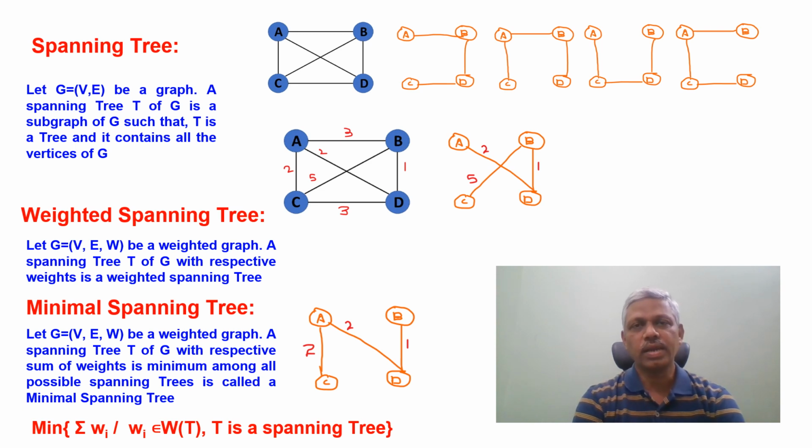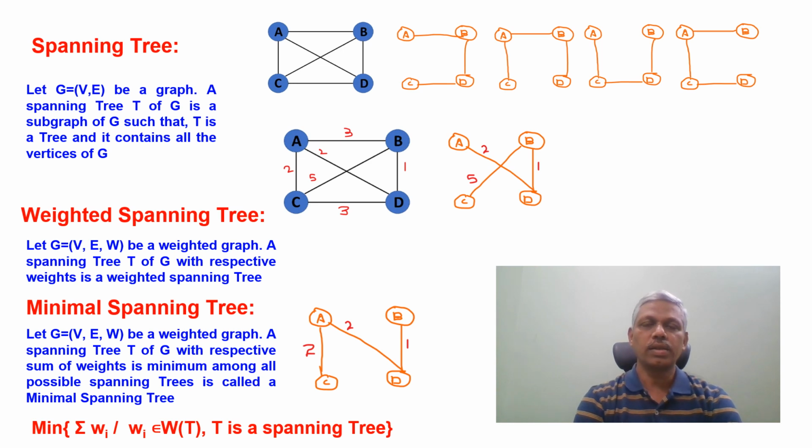Now, a special kind of graph where every edge is attached with a weight is called a weighted graph. Again, from the weighted graph, we can construct spanning trees, and that is called a weighted spanning tree. Now, a special case of weighted spanning tree is a minimal spanning tree. That is, out of the possible spanning trees, we need to identify that particular spanning tree where the sum of all the edges is minimum among such sums. Such a spanning tree is called the minimal spanning tree.